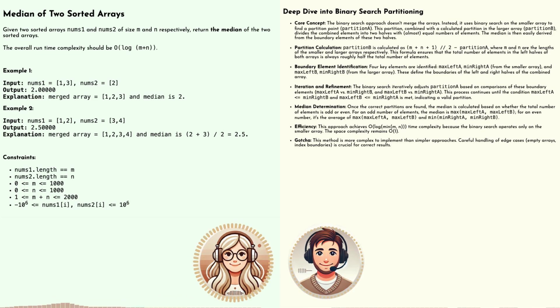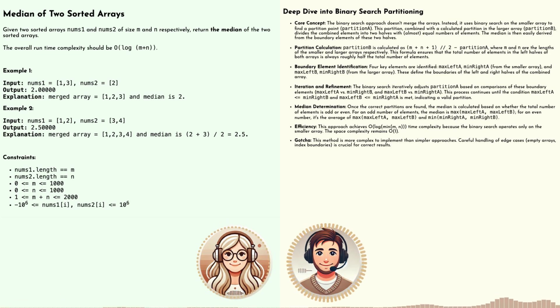That's where the binary search logic comes in. If we find that the left side is too big, meaning an element on the left is greater than an element on the right, we know we need to move partition A to the left, to shrink the left side and make the right side bigger. Precisely. And if the right side is too big, meaning an element on the right is smaller than an element on the left, we move partition A to the right.